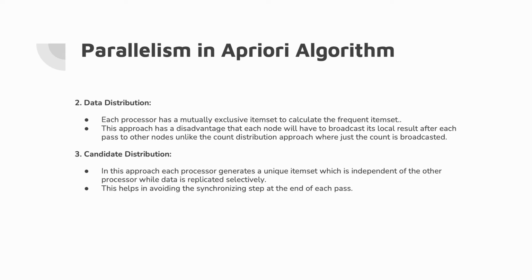So the third approach is candidate distribution. In the candidate distribution approach, each processor generates a unique itemset which is independent of other processors, while data is replicated selectively. This helps in avoiding the synchronizing steps at the end of each pass.